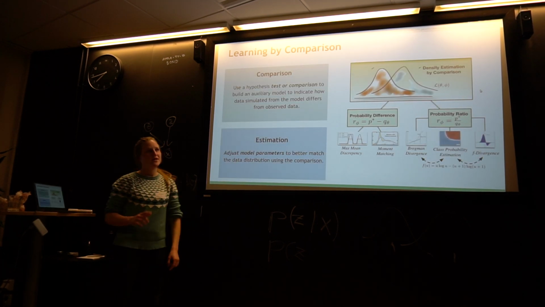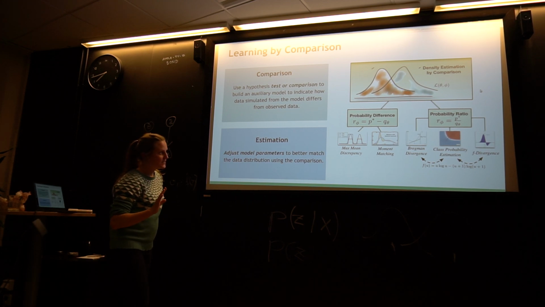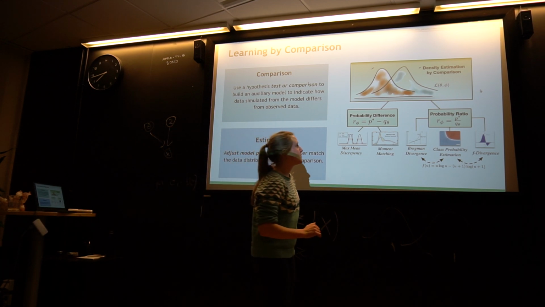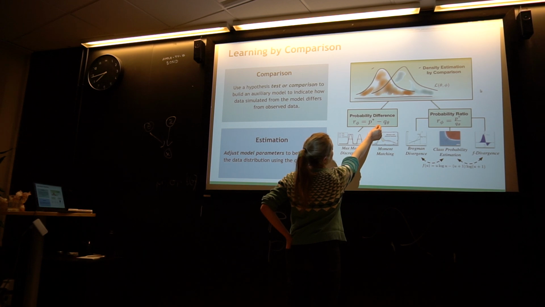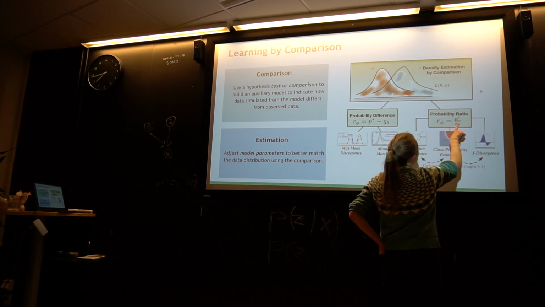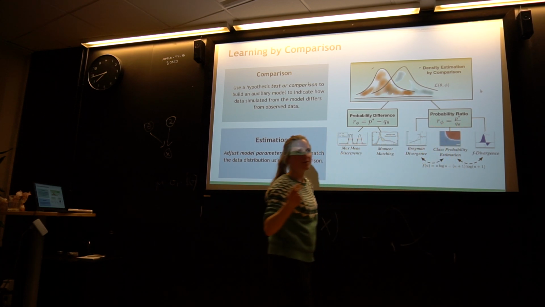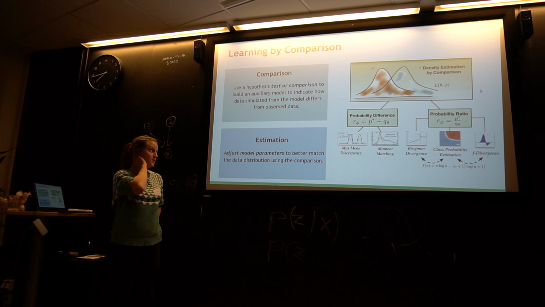So we have different methods that we can use here. Some of them are more used, some of them are less used, but it's basically either you compute the difference between the two distributions, or you compute the ratio between the two distributions, and then you try to minimize these in order to get as close to your data distribution as possible.